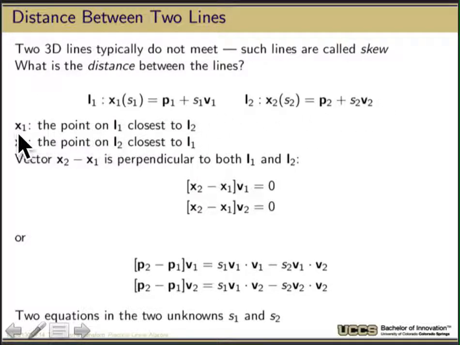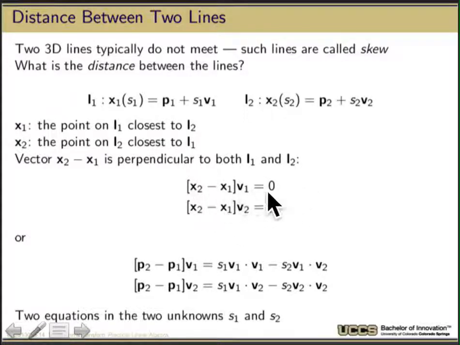And we want to find the point x1 that's on the line L1 that is closest to L2, and the point x2 on the line L2 that is closest to L1. Because we're looking for this closeness again, we know that it's going to be perpendicular, so the vector x2 minus x1 is going to be perpendicular to both L1 and L2. So we can set up a system of equations.